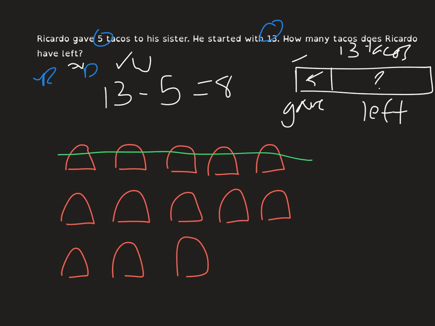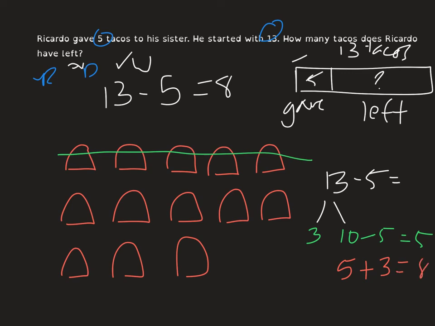Left. Okay. Well, if we're going to do this with a number bond, 13 minus 5, we do what we normally do. We start by pulling out 10, and then what's left over? All right, 3. 10 minus 5 gives us 5, and then from there we add everything that's left. 5 plus 3 equals 8, which is the same answer we got over here. And we can also count to make sure that it's correct with our tacos.